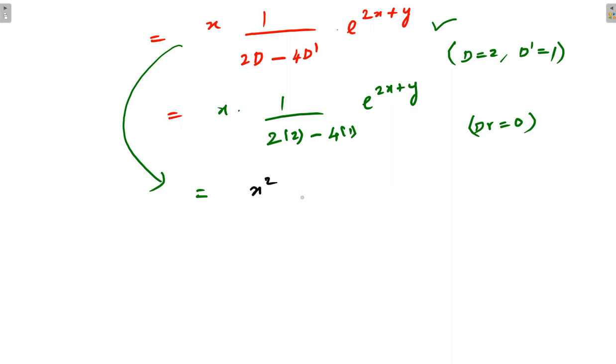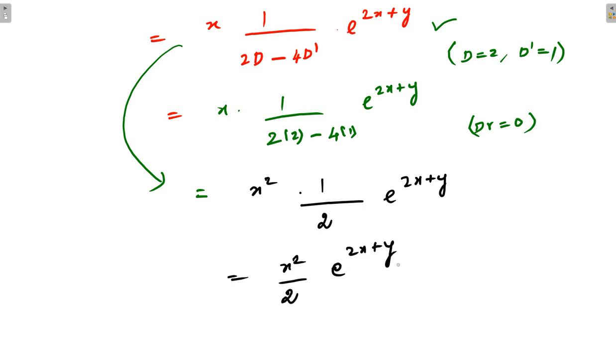So x into x gives x square, into 1 by the corresponding denominator, e power 2x plus y. In the denominator, you have to differentiate with respect to D. If you differentiate this term with respect to D, you get only 2. So finally you get x square divided by 2, e power 2x plus y. In the last expression, D and D dash are not coming. That means no need to substitute again. So simply you can take this. This is the particular integral for the given PDE. So no need to do further.